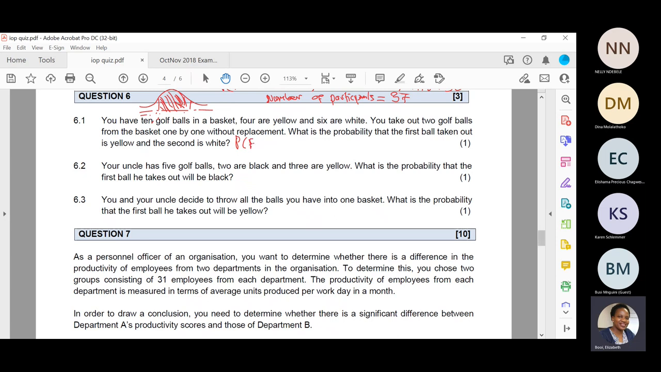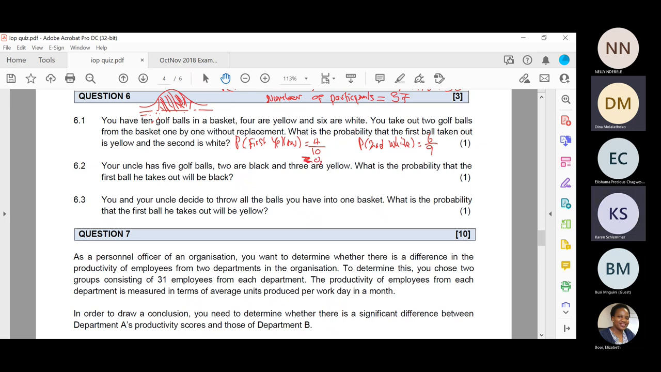Probability of first yellow would be 4 out of 10. Yes. And the probability of white. You said 6 out of 9. Yeah. And what is 4 over 10? 0.4. And then 6 over 9 is 0.67.